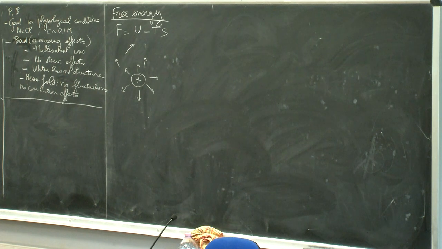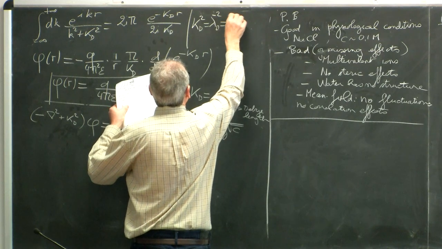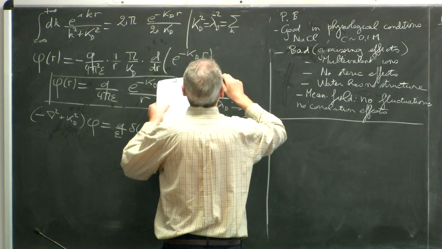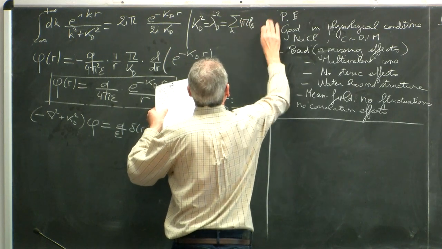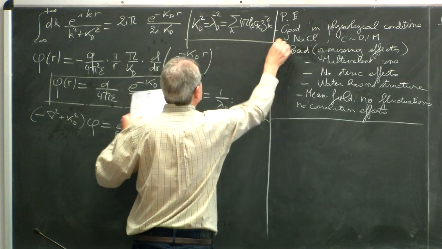Yes? So this solution is for three boundary conditions? Yes, for just a single charge in infinite space, a free charge in an infinite ionic medium characterized by kappa D. I remind you that kappa D is given in terms of the ion concentrations of the various types. I can give you the formula. Kappa D squared, which is lambda D to the minus 2, is the sum over all species of 4 pi l_B c_k z_k squared, where z_k is the valence of the ions.